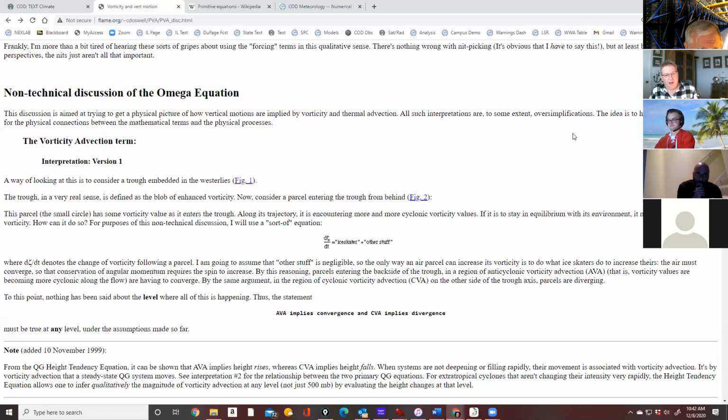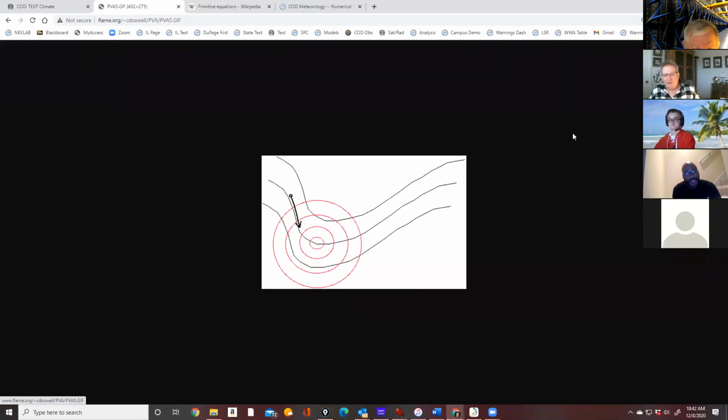The trough, in a very real sense, is defined as the blob of enhanced vorticity. If you've taken forecasting from me, we always go, there's the vortmax, there's the shortwave. Well, this is why. Okay, now consider a parcel entering from behind the trough. So now I have a parcel going into the trough.